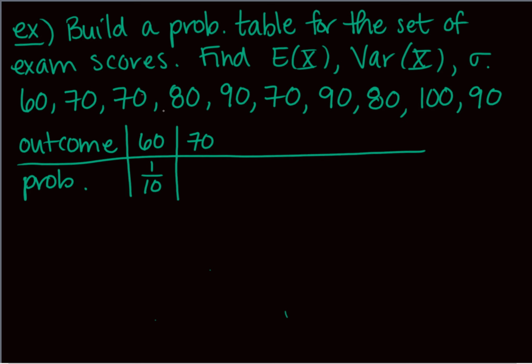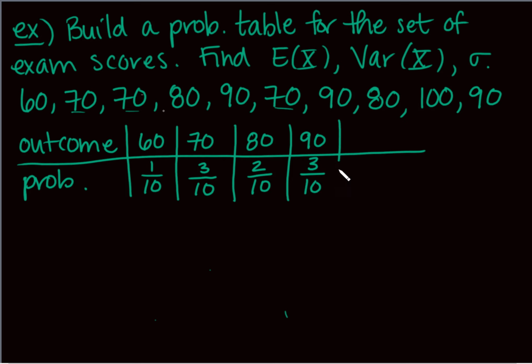70, how many 70s do I have? 3. How many possible choices are there? 10. So I have a 3 out of 10 chance of getting a 70, and we can keep doing this. If I look at an 80, I have a 2 out of 10 chance. I know that's 1/5, but I'm going to just leave it as 2 out of 10. 90, the outcome 90, that would be 3/10. And then the 100 is a 1/10, okay?